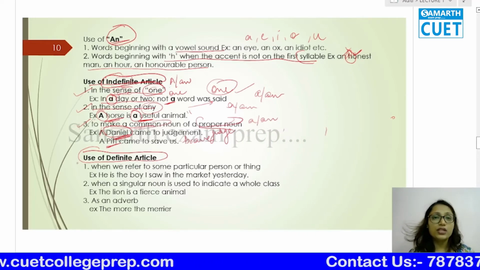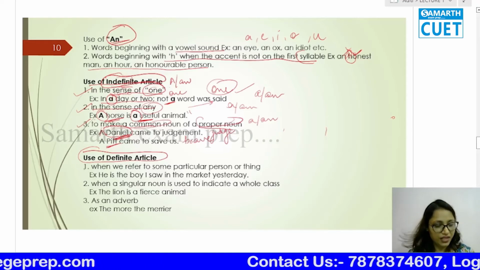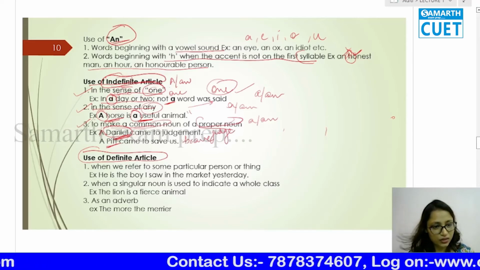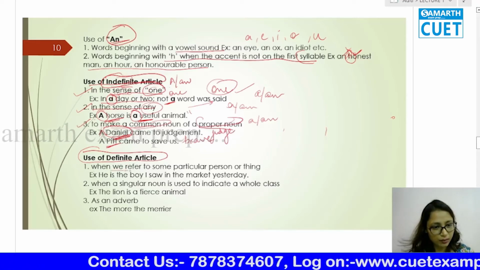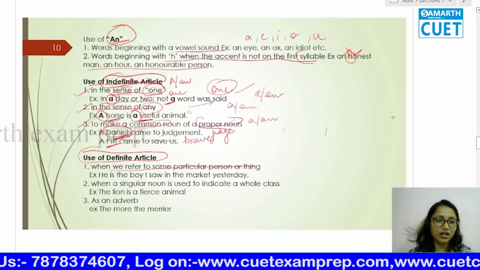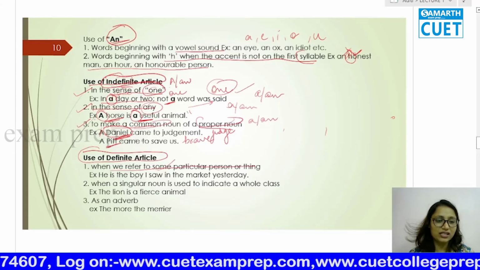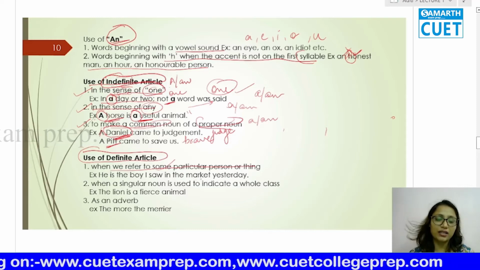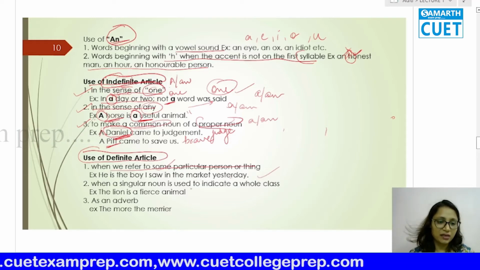Now, when do we use definite article? Definite article is when we refer to some particular person, because indefinite is not particular, here it is particular. He's the boy I saw in the market yesterday. Same example I'm using.